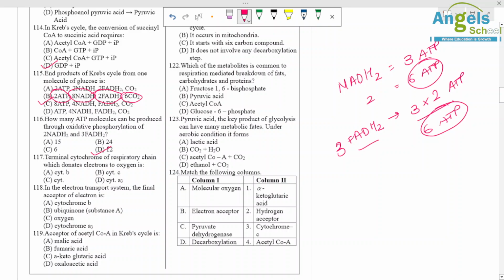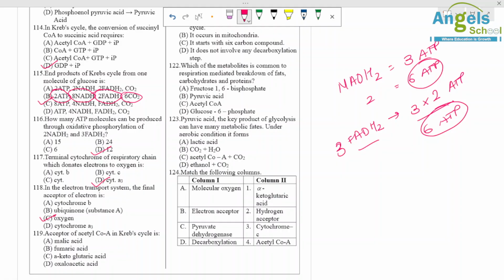Question number 117. Terminal cytochrome of respiratory chain which donate electron to oxygen is. लास्ट मॉलिक्यूल कौन है साइटोक्रोम में? सो द लास्ट मॉलिक्यूल इज साइटोक्रोम A3. इट्स प्रेजेंट इन कंपाउंड complex number 4. In the electron transport system, the final electron acceptor is cytochrome B, ubiquinone, oxygen and cytochrome A3. So the final electron acceptor is oxygen. So C option is correct.